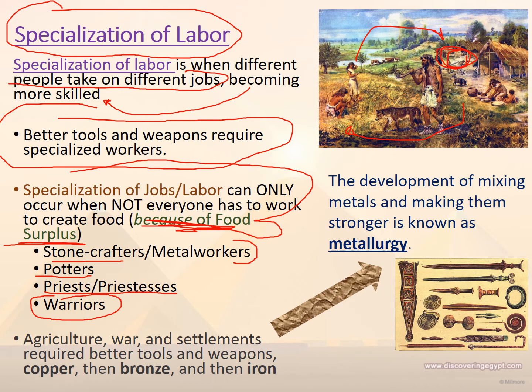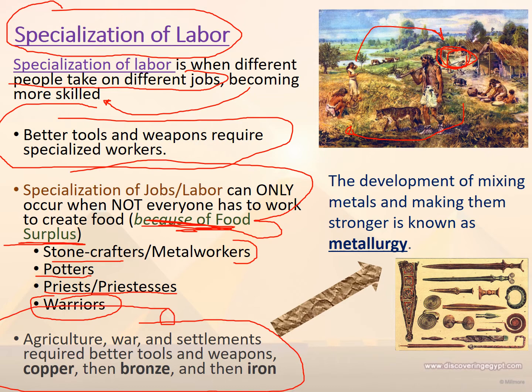And you're throughout history going to have this back and forth conflict between the settled agricultural societies of the world and nomadic warriors, right up until about the 1800s when civilization truly wins and puts the coffin nail in the nomad warriors. Agriculture, war, and settlements all required better weapons.